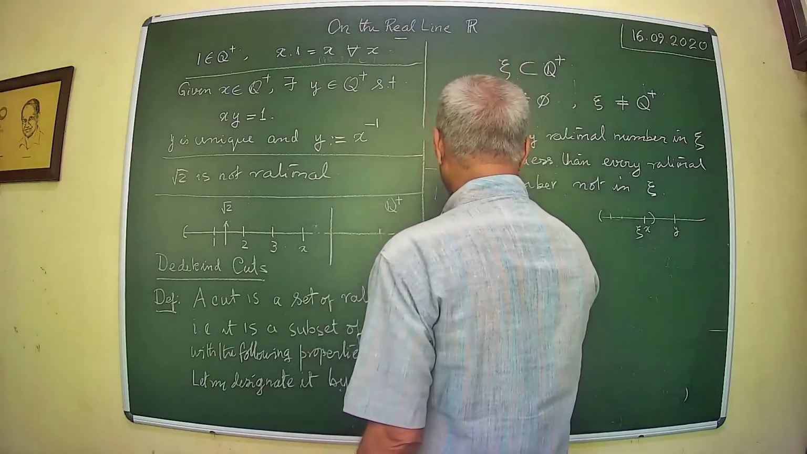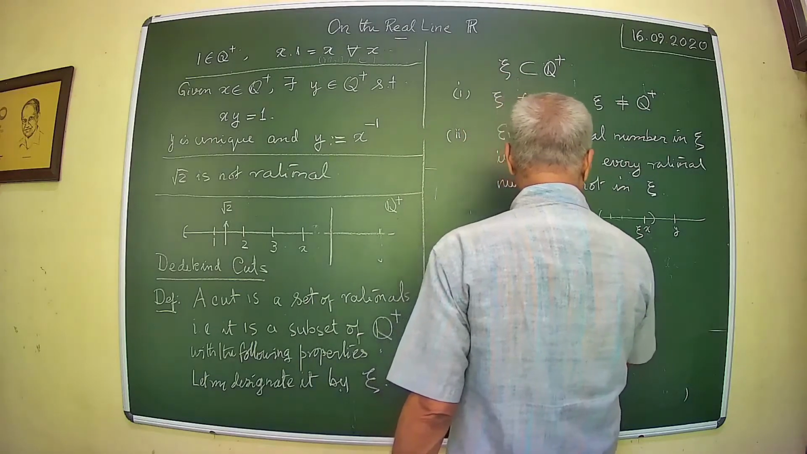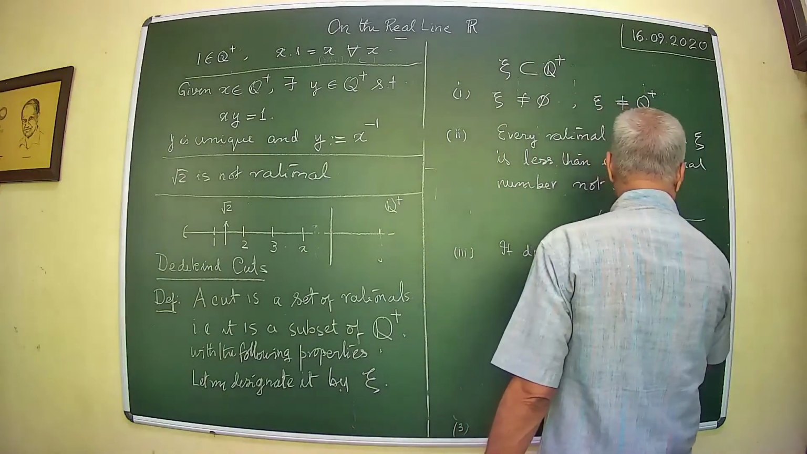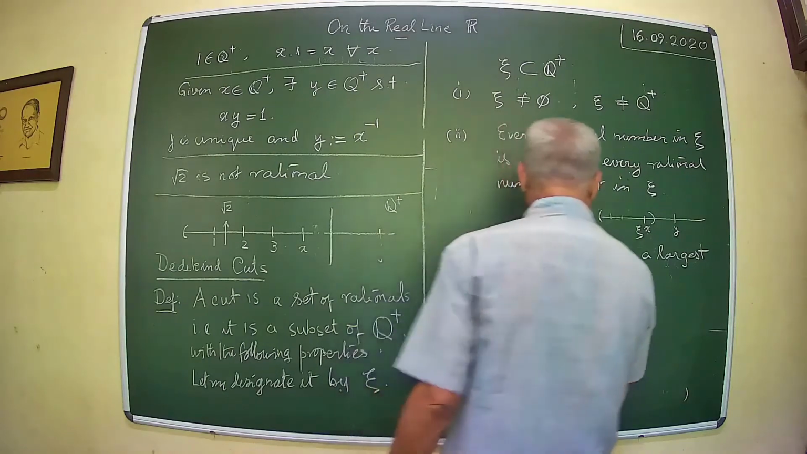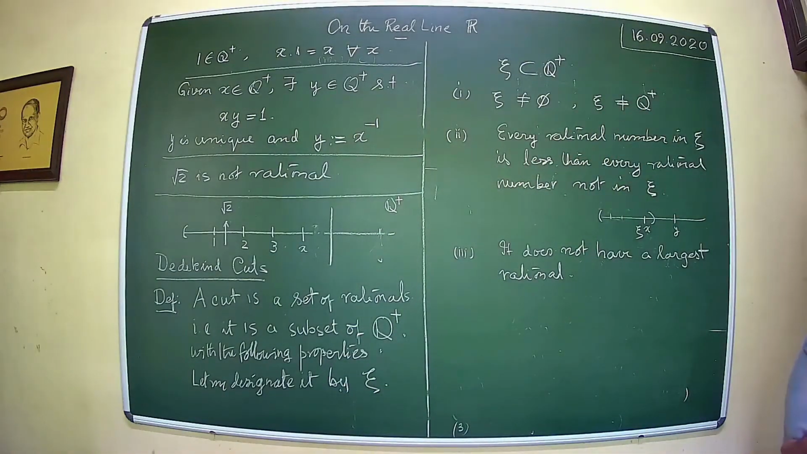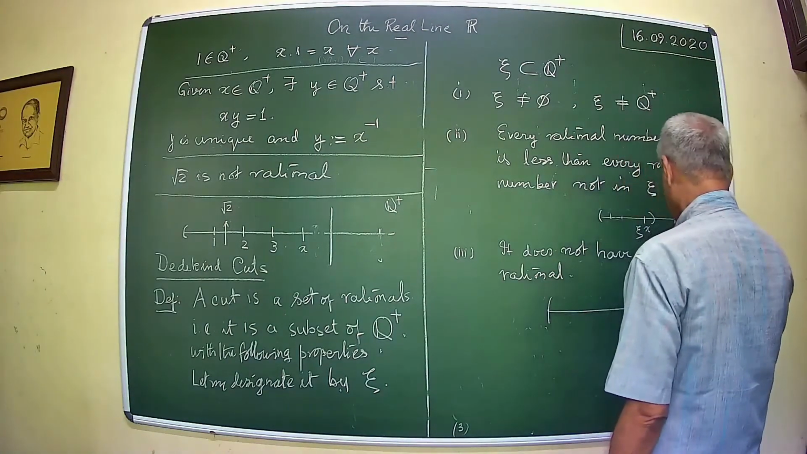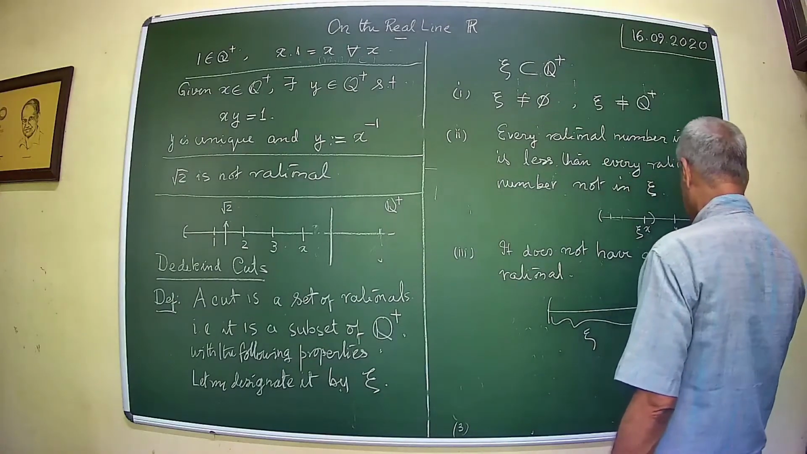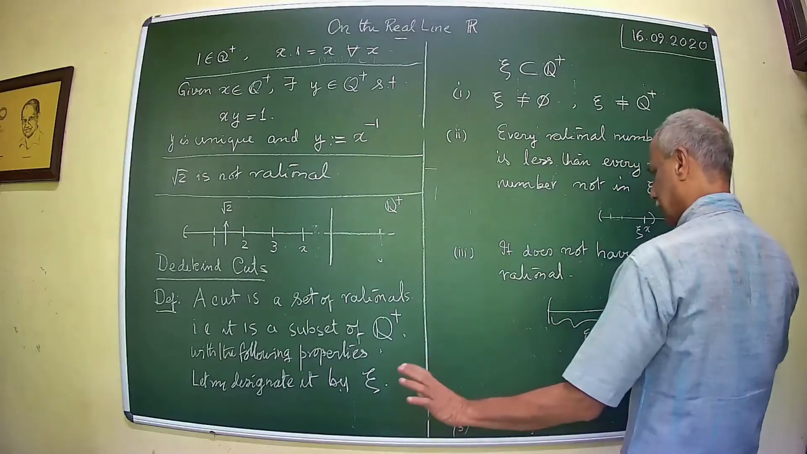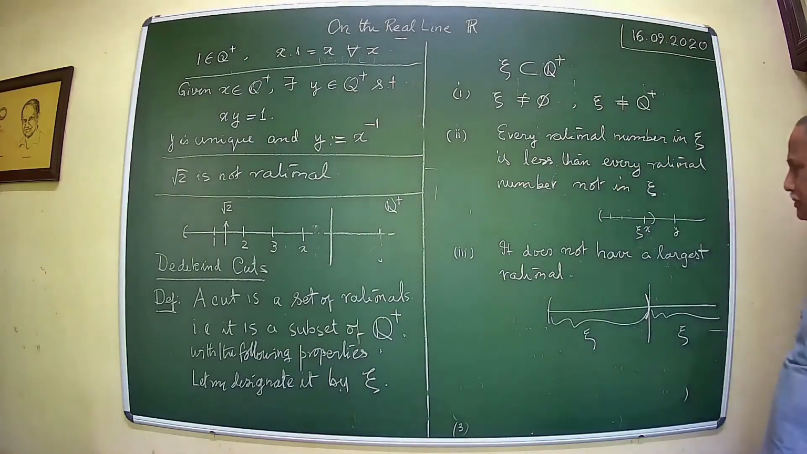One more property is that it does not contain a largest element. So what it has is a cut like this. So this portion is what you call psi, and this is your psi complement. And you see that I am only talking about rationals and not other points. So you see that it does not contain a largest rational.